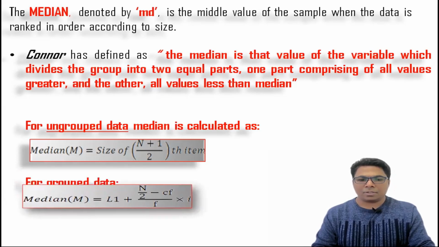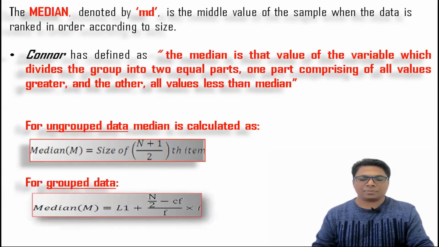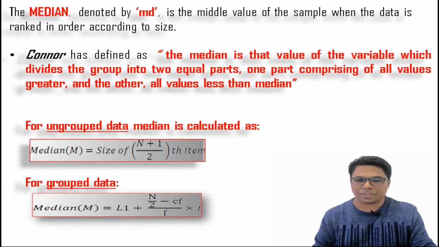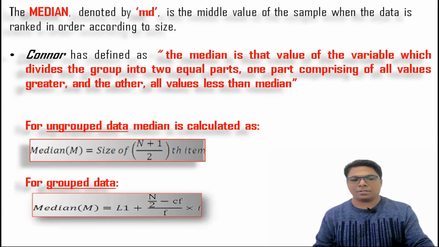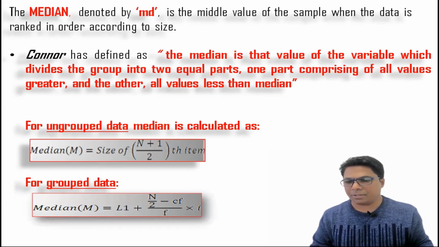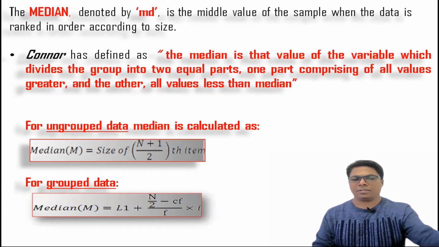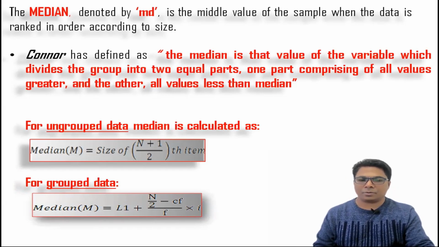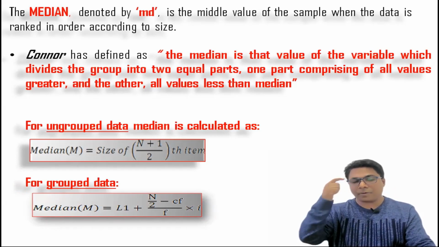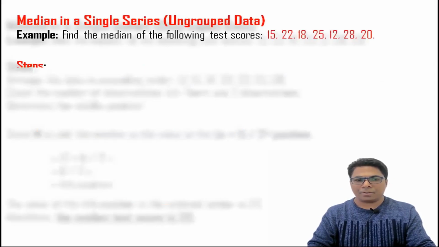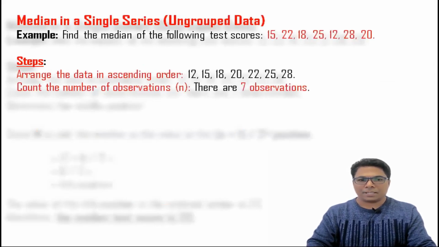Now coming to grouped data, if we have a grouped frequency distribution, or data with class intervals, we are going to use this formula. The formula is L plus (n over 2 minus CF) over f, times i. So this is the formula for grouped data. You must memorize it. Let's take an example.